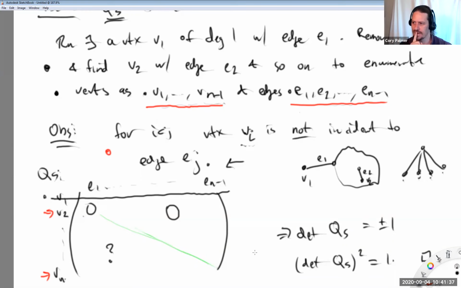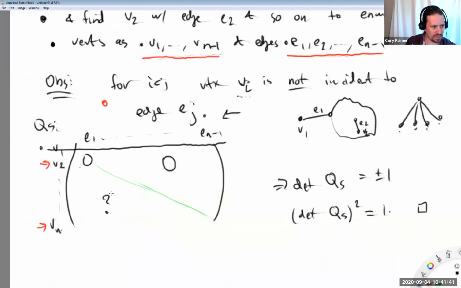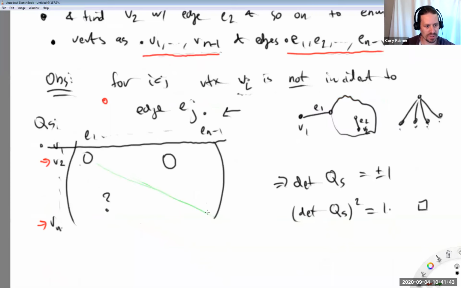Okay, so let's see here. There's 2 artifacts here that are troubling. So first of all, Vn, according to this procedure, will it have a 1 here? Shoot.